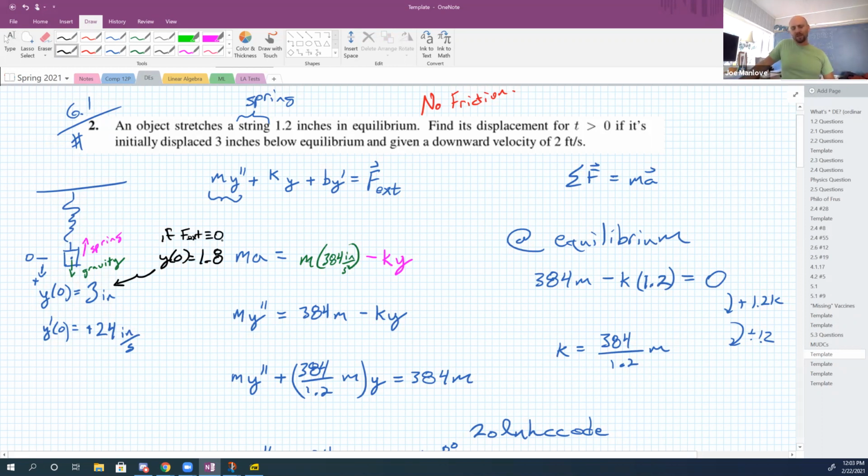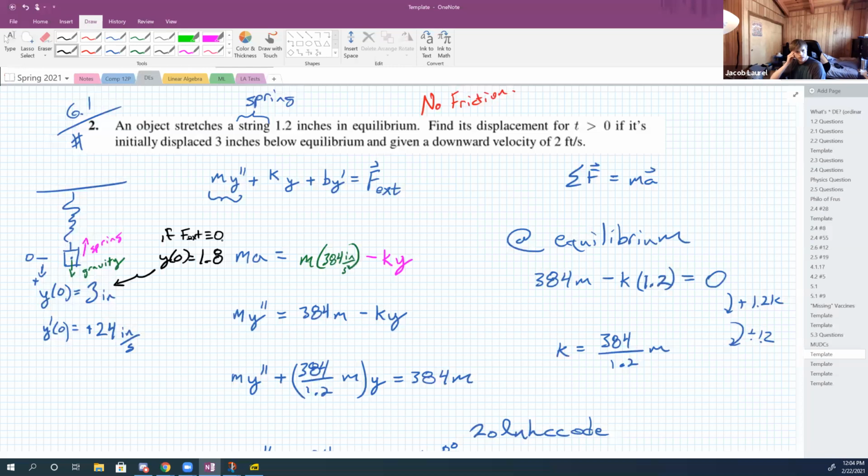Does that make any sense? Wait, but isn't that 3 inches below the 1.2 inches? Oh, I don't know. That's up to interpretation. That's the difference in their interpretations here. That's what I was thinking: if it's at 1.2 inches in equilibrium from its natural equilibrium, then 3 inches below that is where it starts. I see. Okay, that's probably a reasonable interpretation. But that might also be why I'm getting all my answers wrong.